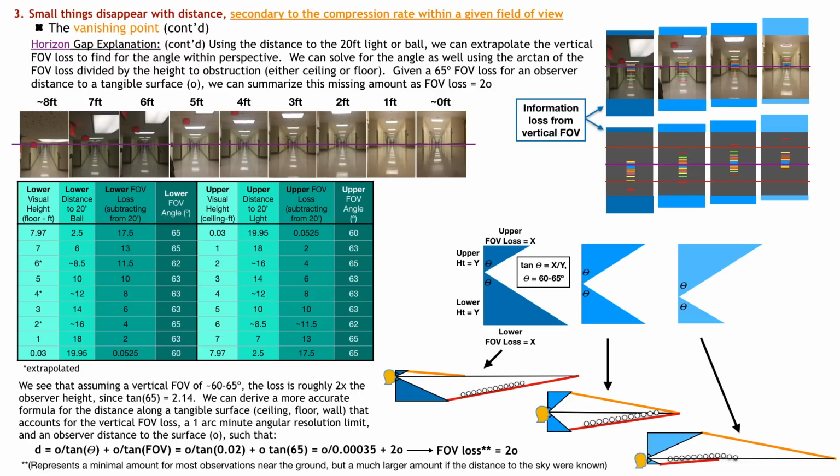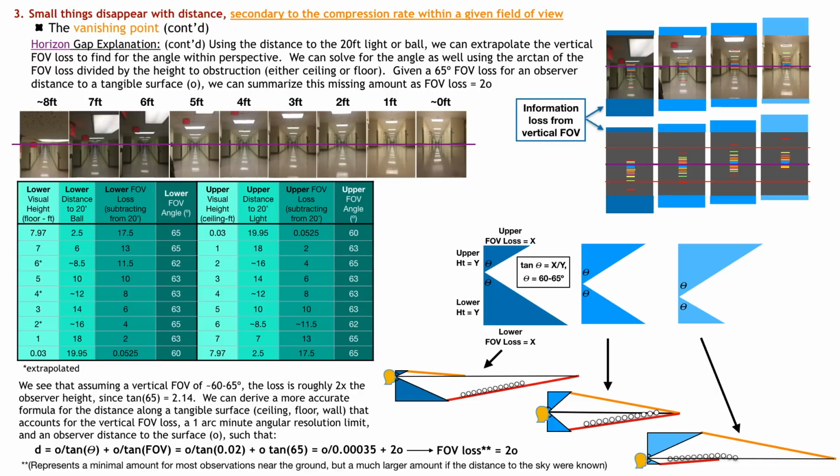And then the second column is going to be the lower distance to that first 20-foot ball. In other words, how much within that lower visual field is visible before I see that first ball. And I know that that first ball is 20 feet away. So if I'm at an 8-foot observer height, I only see about 2.5 feet within that lower frame before I see the first ball. Whereas when I lower my eye height, I can see roughly 19.95 feet before that first ball.